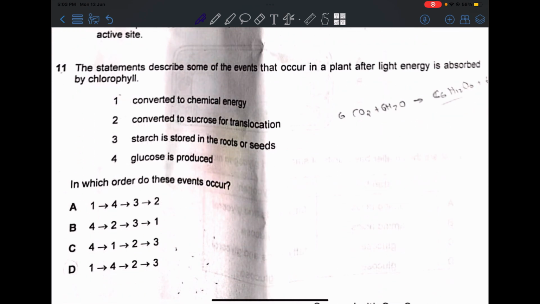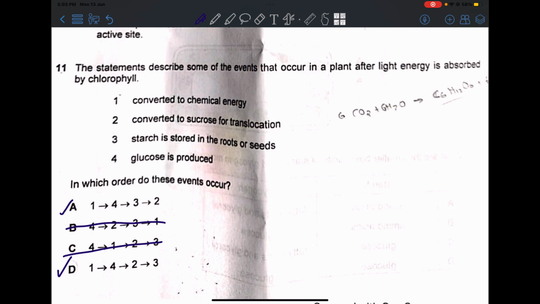Number 11, the statements describe some of the events that occur in a plant after light energy is absorbed by chlorophyll. In which order do these events occur? Now we know that after light energy is absorbed, it's going to be chemical energy because that is one of the roles of chlorophyll. So we're going to be starting off with 1 and not 4, so we're going to be choosing between A and D. Now, number 4 says glucose is produced. Now this is a result of the chemical energy that is used in the photosynthesis process.